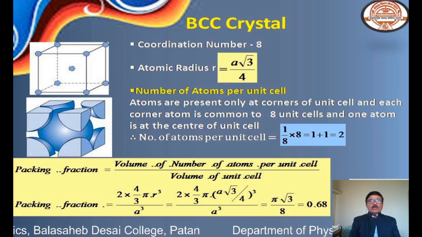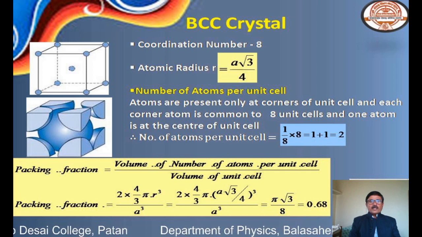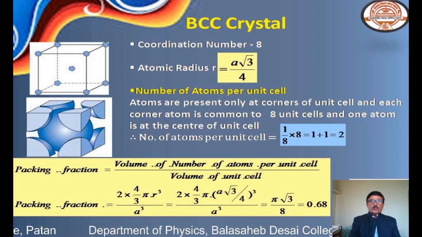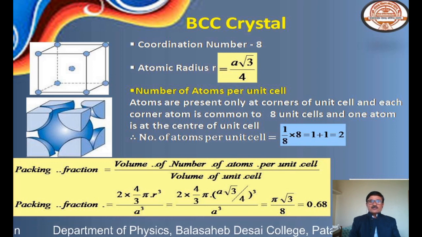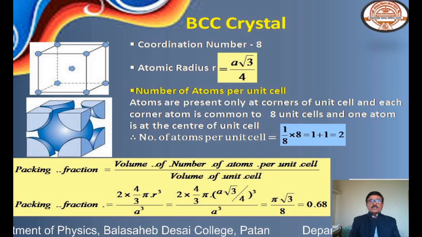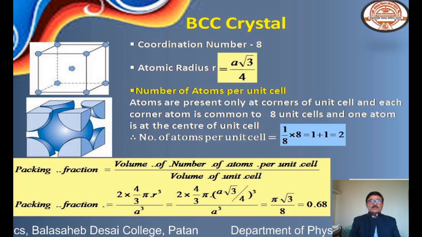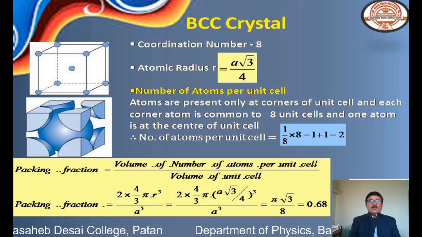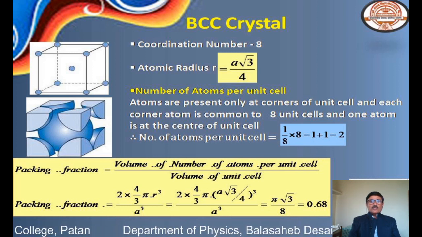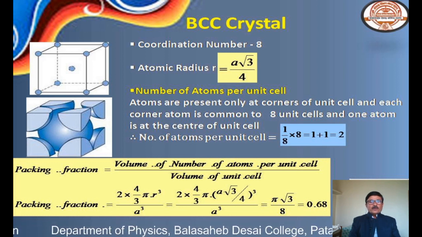Atomic radius can be calculated because here the nearest neighboring atoms are not 2 corner atoms, but body centered atom and corner atom are the nearest neighbors. So if you apply the geometry and simple trigonometry, you will find that atomic radius is a into √3 divided by 4. Here the number of atoms per unit cell is 2. So contribution from corner atom will be 1 and a body centered atom which totally belongs to single unit cell is 1. So 1 plus 1 is equal to 2. The number of atoms per unit cell for body centered cubic crystal is 2.